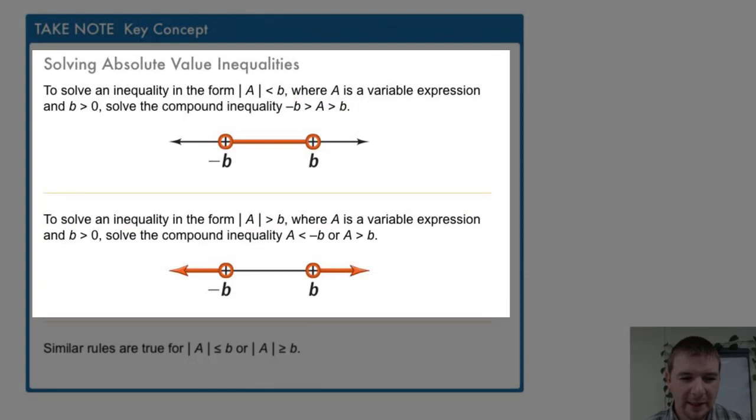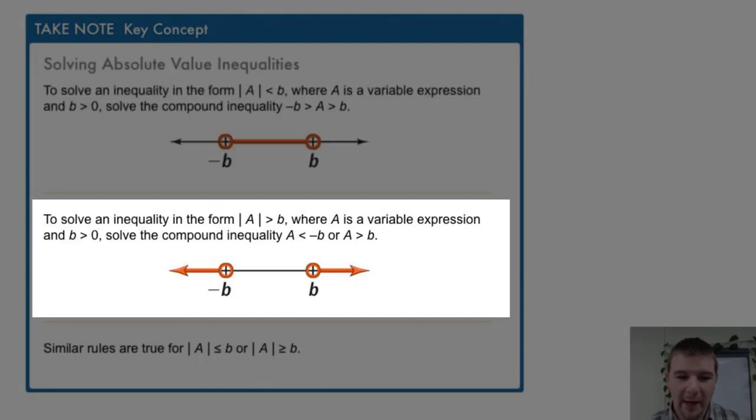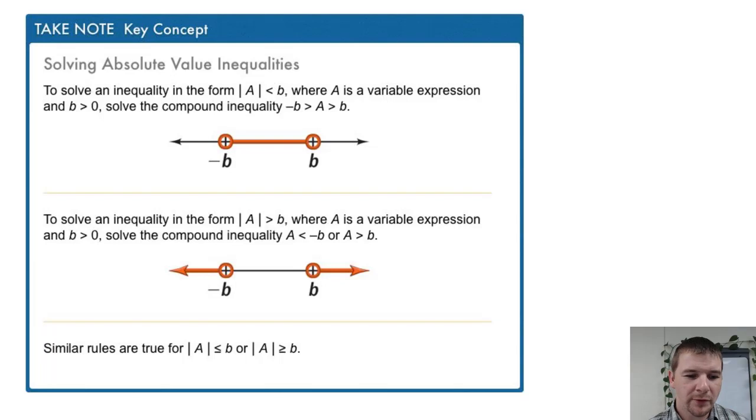To solve an inequality in the form the absolute value of a is greater than b, where a is a variable expression and b is greater than 0, solve the compound inequality a is less than negative b, or a is greater than b. Similar rules are true for the absolute value of a is less than or equal to b, or the absolute value of a is greater than or equal to b.